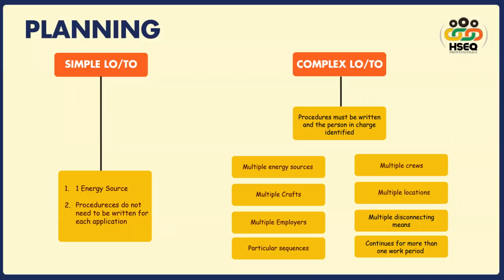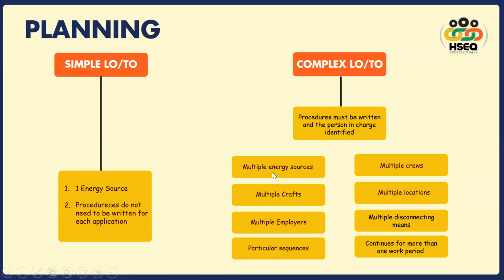So if we further summarize the simple lockout and tagout and complex. In the simple lockout and tagout, one energy source is there. Procedure does not need to be written for each application. For the complex lockout and tagout, procedure needs to be written.